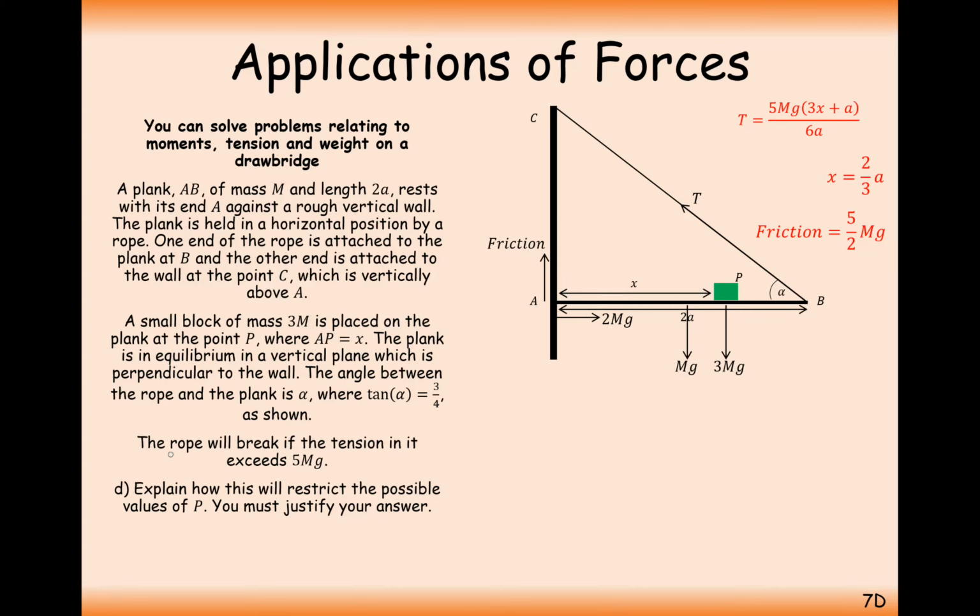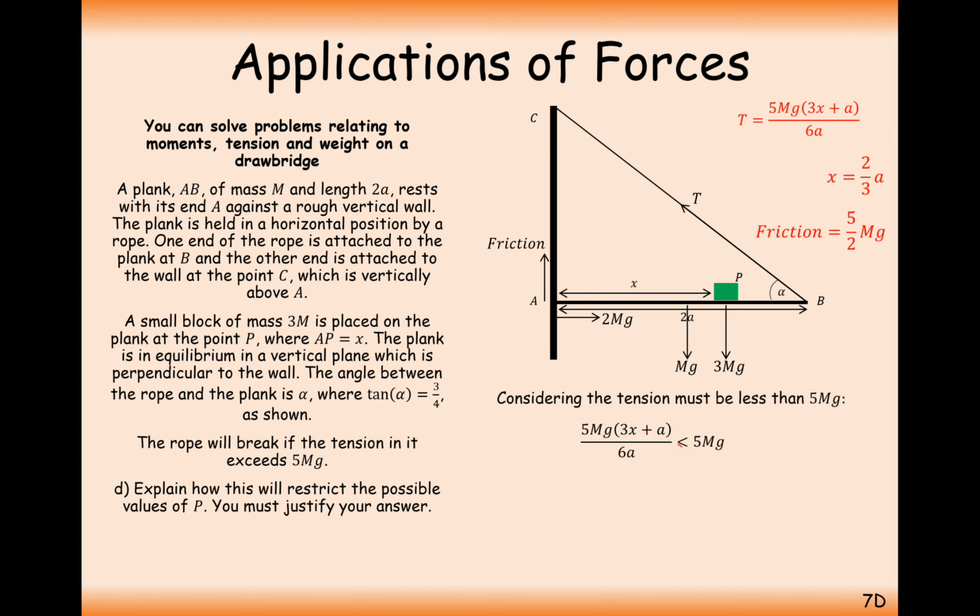Okay, so moving on to the last part here, the rope will break if the tension in it exceeds 5mg. Explain how this will restrict the possible values of P, and you must justify your answer. So now we know that the tension here cannot be any bigger than 5mg. So what we can do then is make an inequality that says that the tension has to be less than 5mg, or less than or equal to actually. So the tension must be less than or equal to 5mg.